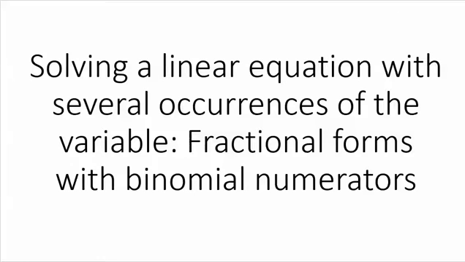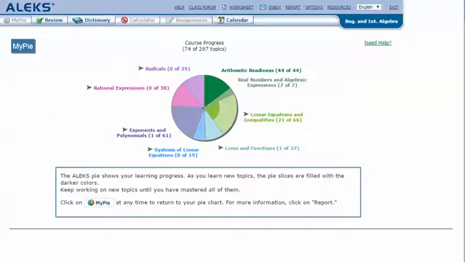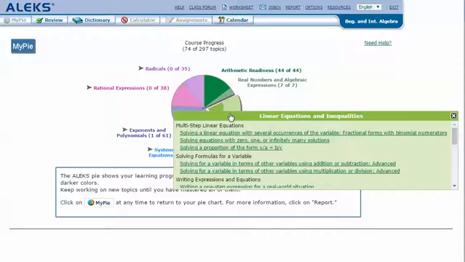Solving a linear equation with several occurrences of the variable. Fractional forms with binomial numerators. In your ALEKS pie, mouse over the light green slice, Linear Equations and Inequalities, to reveal the drop-down list of topics you need to cover. Click on Solving a linear equation with several occurrences of the variable, fractional forms with binomial numerators.